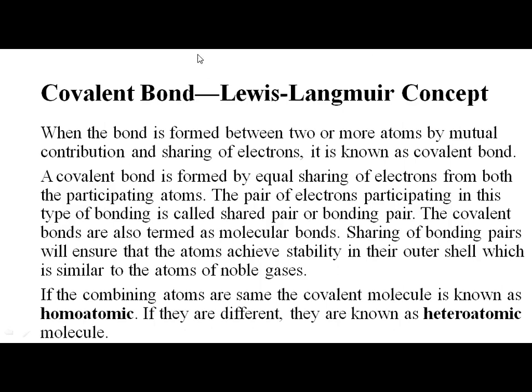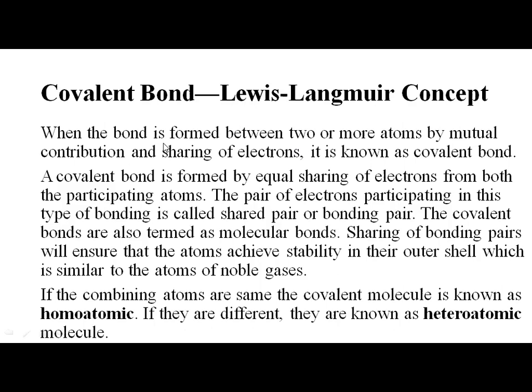What is an ionic bond? When the bond is formed by complete transfer of electrons, we call it an ionic bond. One atom is losing the electron, another atom is gaining the electron. The covalent bond was first proposed by Lewis in the year 1916.